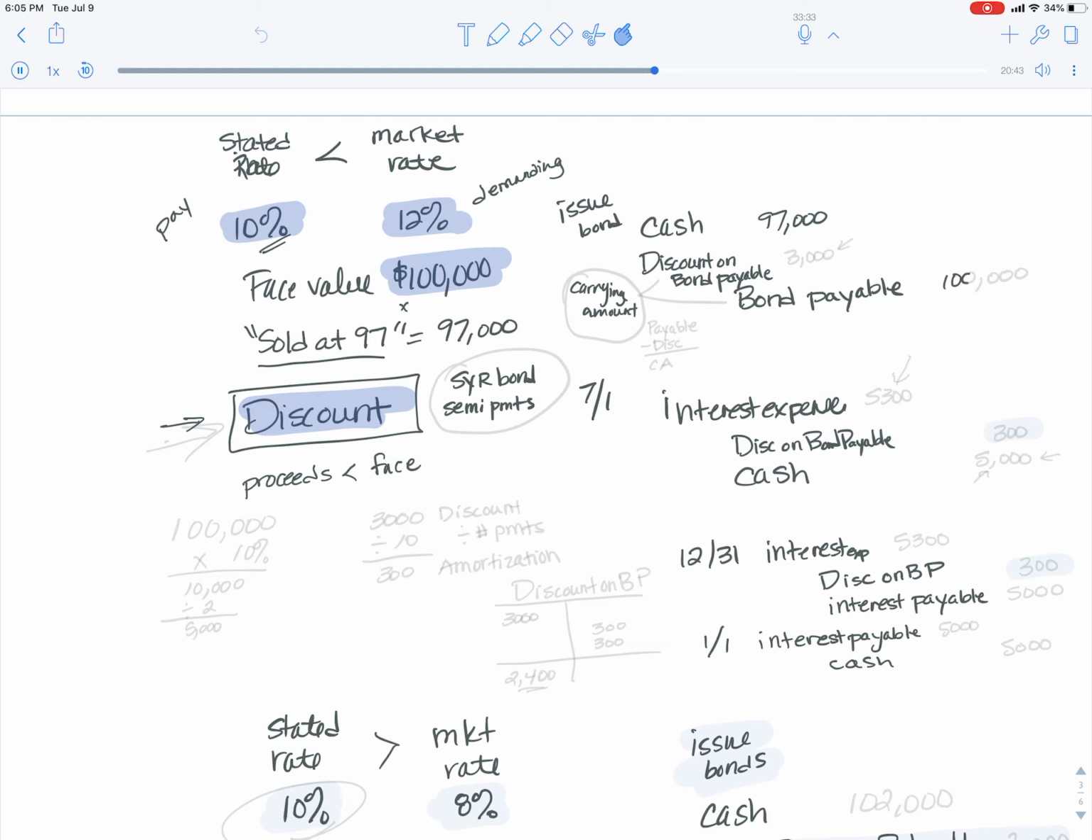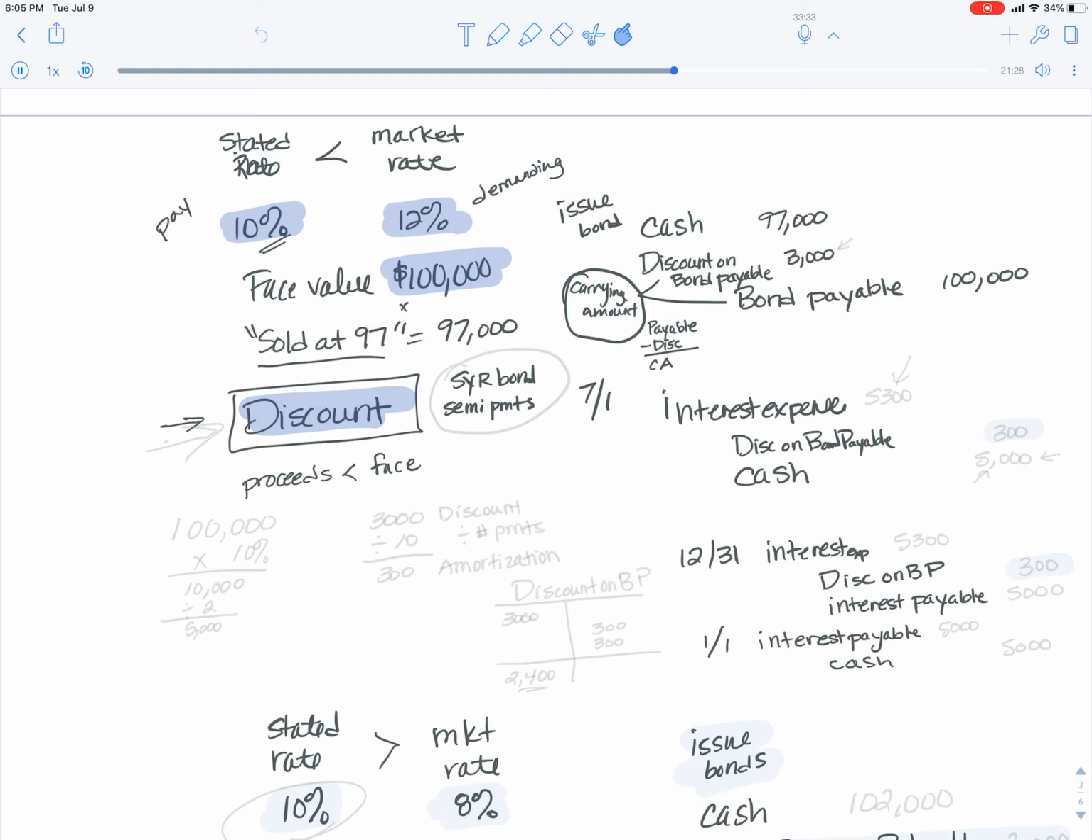But we are still going to pay them the entire $100,000 back, so we're going to credit bond payable. The difference between those two things is a discount. And we're going to call that discount on bond payable, and it is a debit balance. Together, these two accounts are called the carrying amount of the bond. So the carrying amount of a bond is the bond payable minus the discount. And so right now the carrying amount of the bond is $97,000. That's how much cash we got.